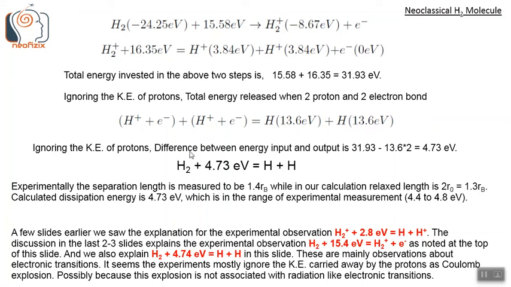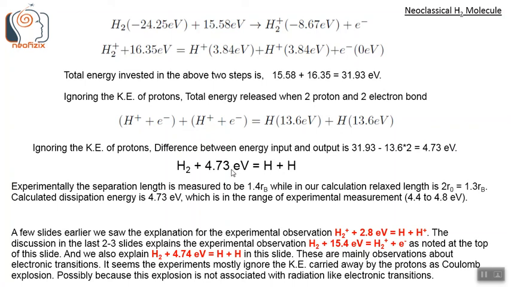So ignoring the kinetic energy of the protons, these 3.84 electron volts, ignoring that, the difference between the energy input and the output is 31.93, which was the input energy, minus 13.6 into 2, which was released when the hydrogen atoms were formed. So the total energy we input is 31.93 minus 13.6 into 2. This turns out to be 4.73 electron volts.